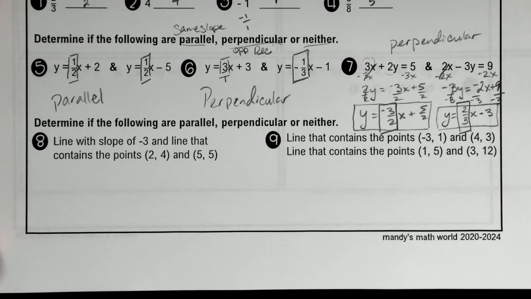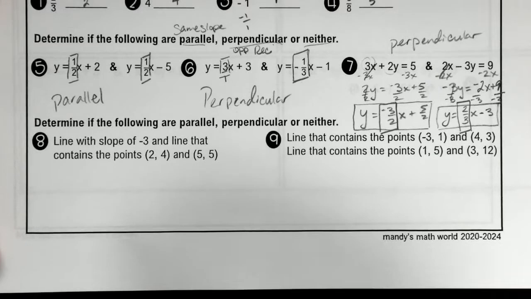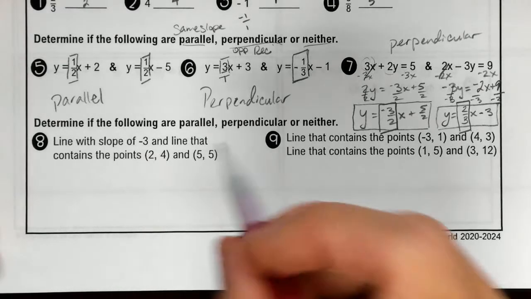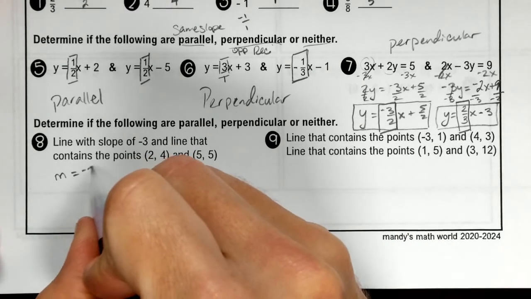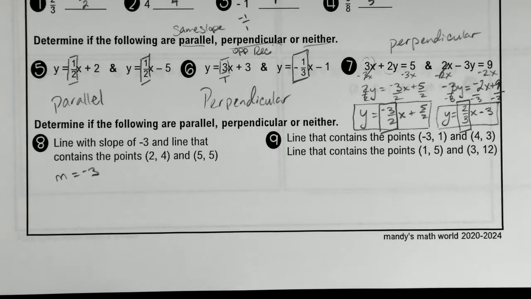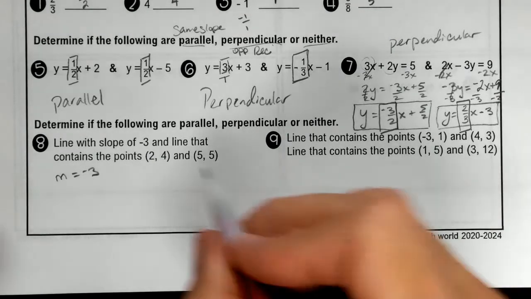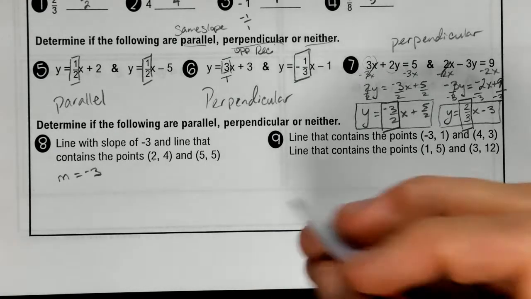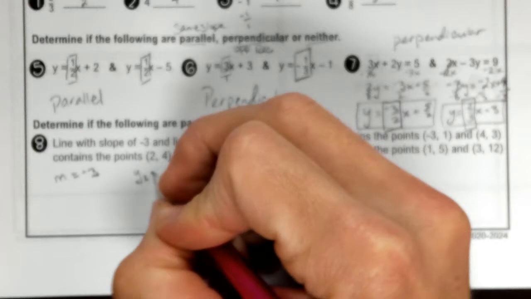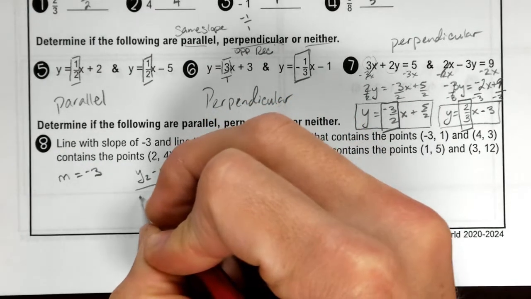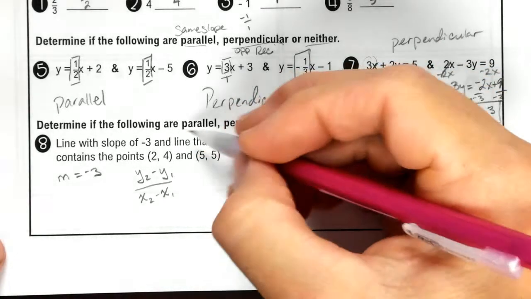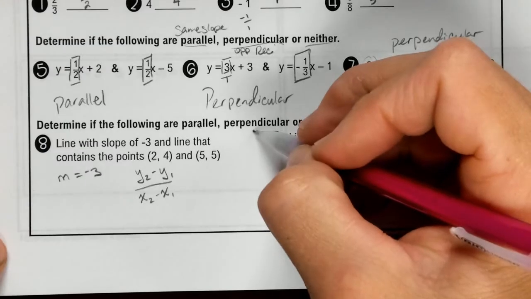So I've got a line with a slope of negative 3 and a line that contains the points (2, 4) and (5, 5). So on the first one, I have m equals negative 3. Now I have another line that contains the points (2, 4) and (5, 5). So Riley, what would I need to do with those two points? Find the slope, right? Because again, what do I care about? I care about the slopes being either the same, parallel, or opposite reciprocals, perpendicular.